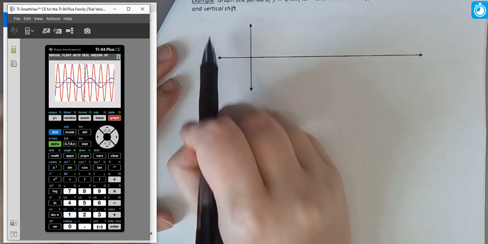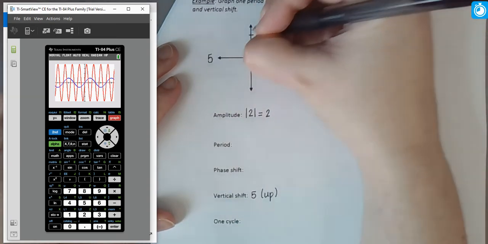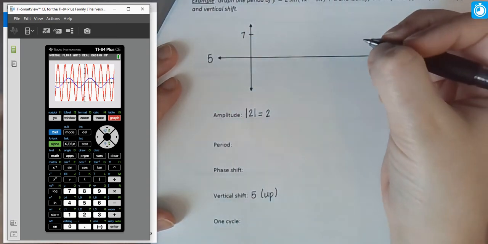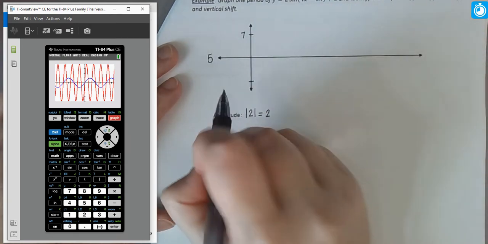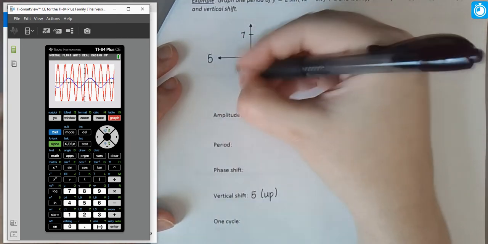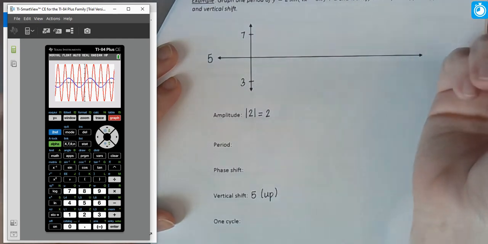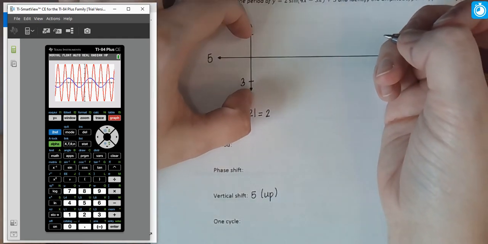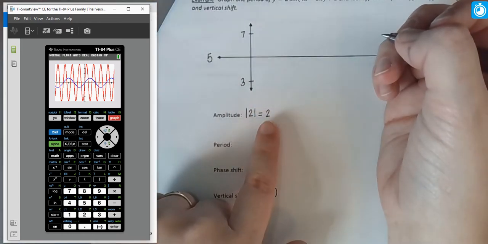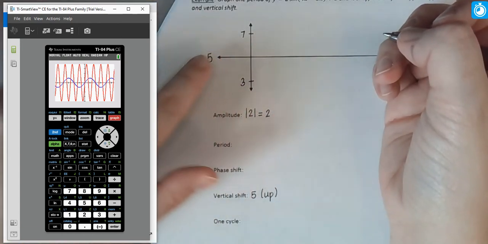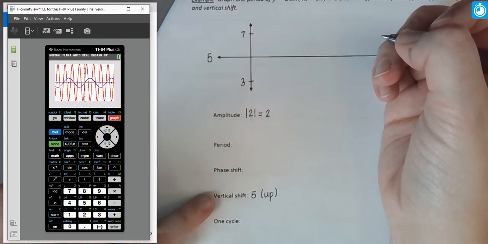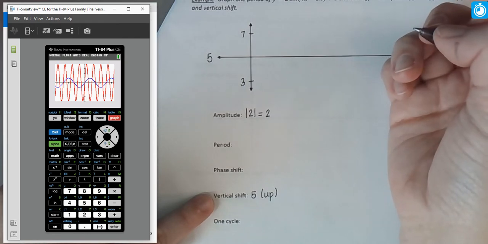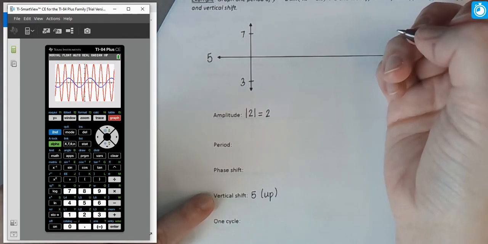Well, if we go 2 units upward from 5, that's going to take us to 7. And if we go 2 units downward from 5, that's going to take us to 3. So notice 3 and 7 are 4 units apart because we go 2 units in either direction, but they're centered around this number 5 because we've shifted everything up by 5 units.